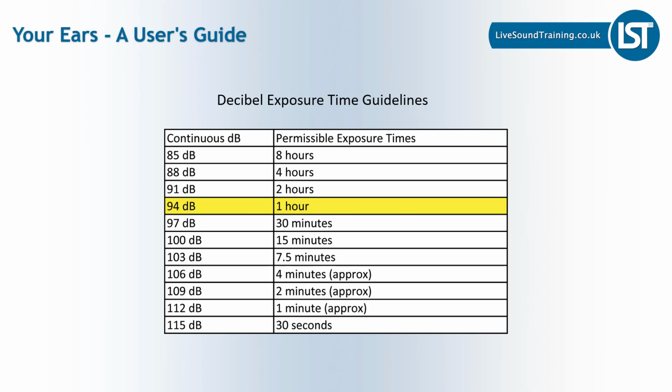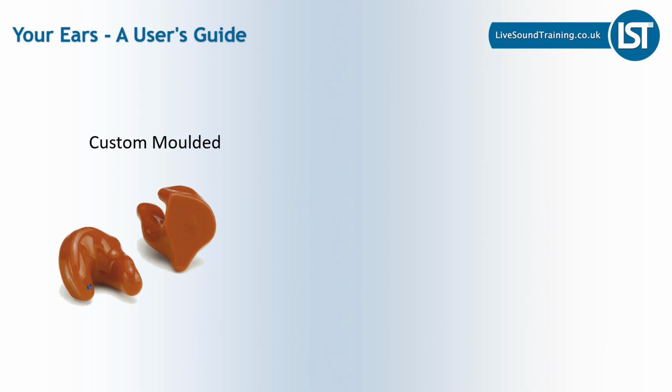So now we understand the risks of excessive sound levels, what can we do to protect our hearing? The obvious solution is to wear earplugs, so let's take a look at the three main types. First is custom molded. These are created by taking a mold of your ears, which are then used to produce earplugs that fit you exactly. They come with a wide range of attenuation levels, and some even feature interchangeable filters. As you would expect, these are the most expensive.